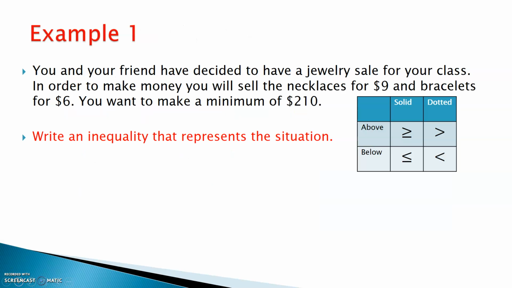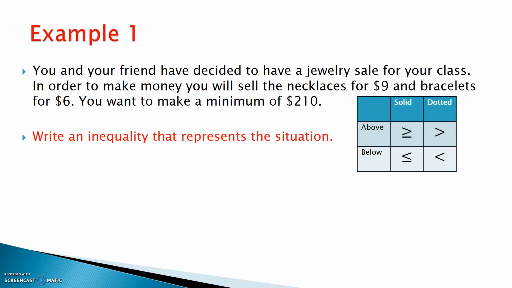You don't have to copy the problem, of course, but I do want to break it down into our 3 bullet points that we did yesterday. All right, so here it says, you and your friend have decided to have a jewelry sale for your class. In order to make money, you will sell necklaces for $9 and bracelets for $6. You want to make a minimum of $210. So let's pull out the important information. This is what should go on your paper.